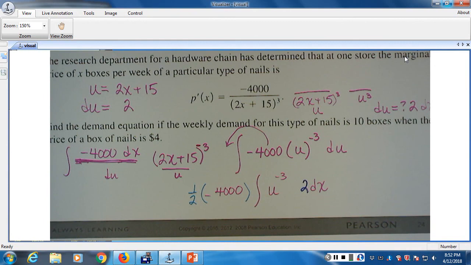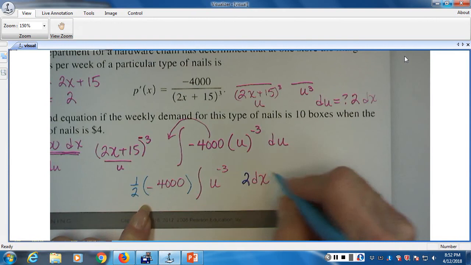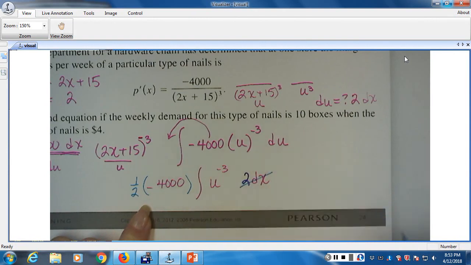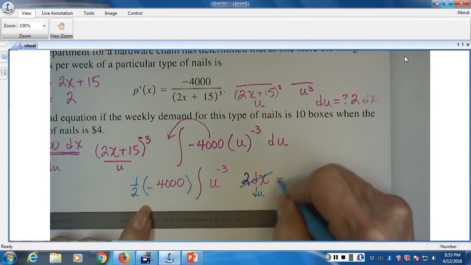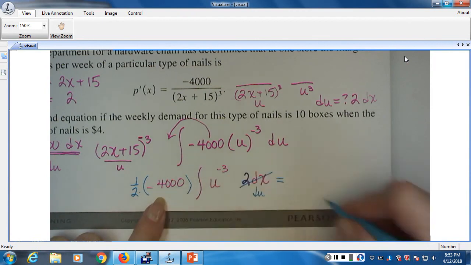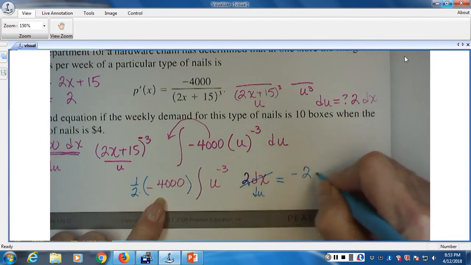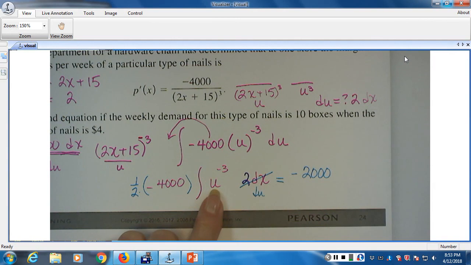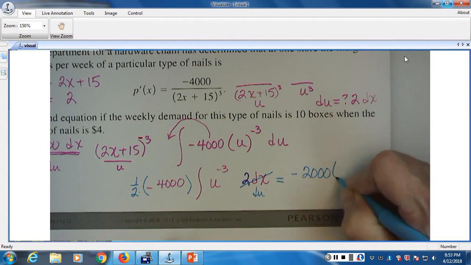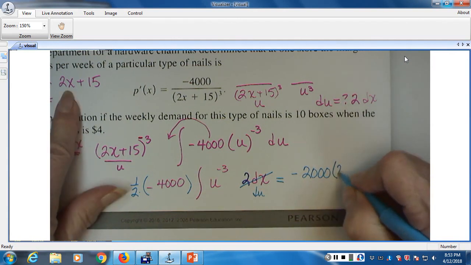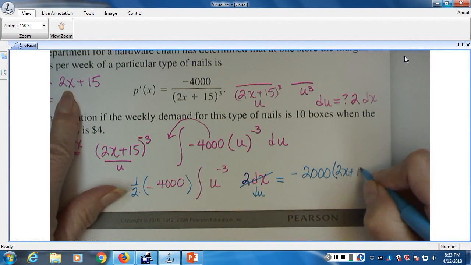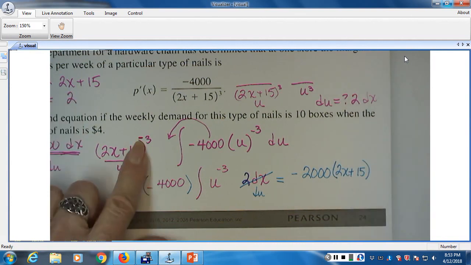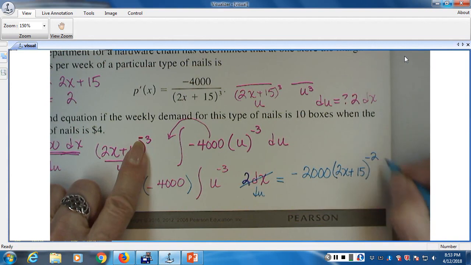So that means what actually is going to be in the front of this function, since that's du and it's going to disappear, is going to be 1/2 times negative 4,000, which is going to be negative 2,000. And then u to the negative 3 is going to be 2x plus 15. And negative 3 add 1 is negative 2, plus a constant.